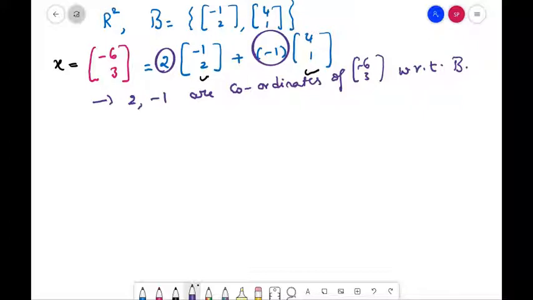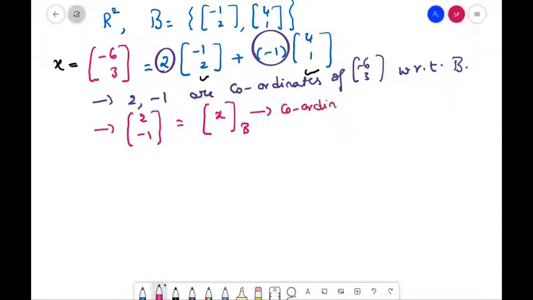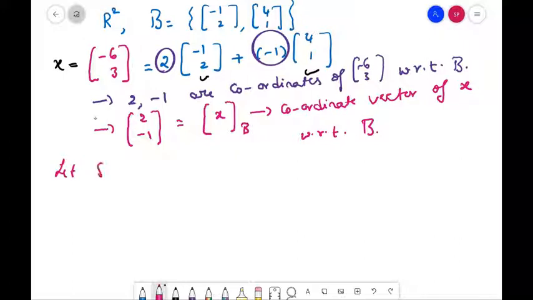And this vector, the same thing, 2, minus 1, I call it the coordinate vector of x with respect to the basis B. Suppose I change to another basis. I take another basis for R2. I will take the standard basis, suppose (1, 0) and (0, 1). This is also a basis of R2.